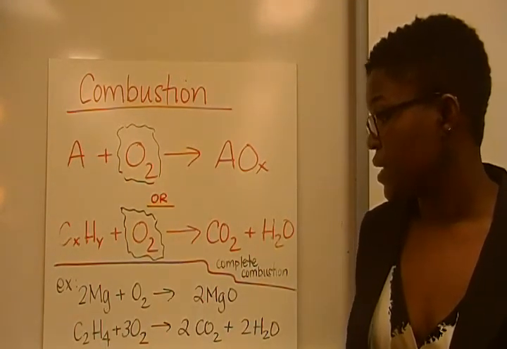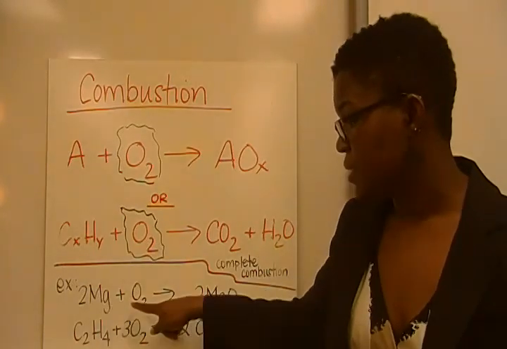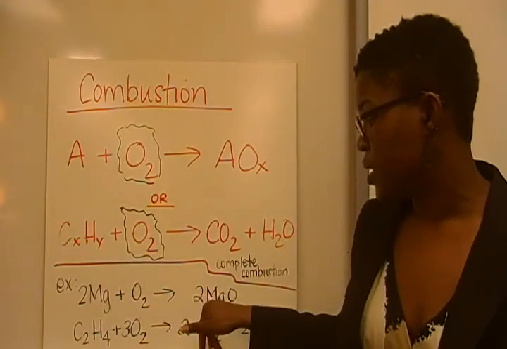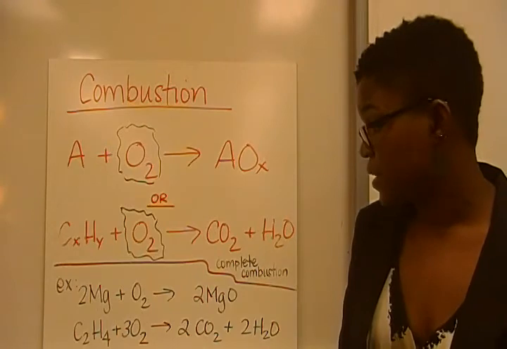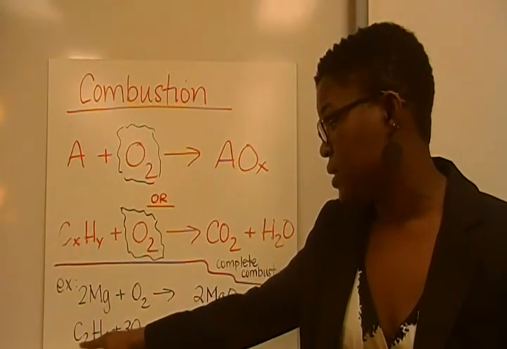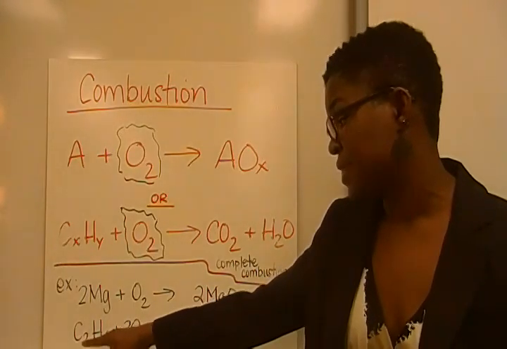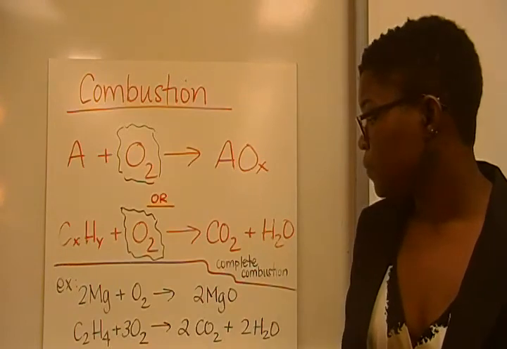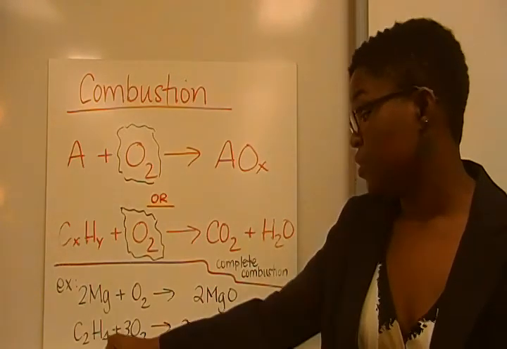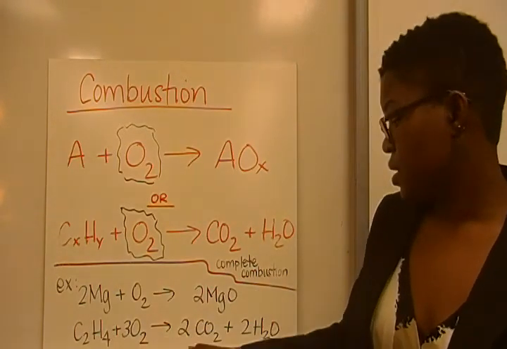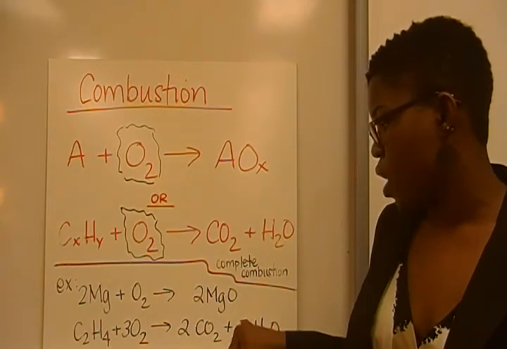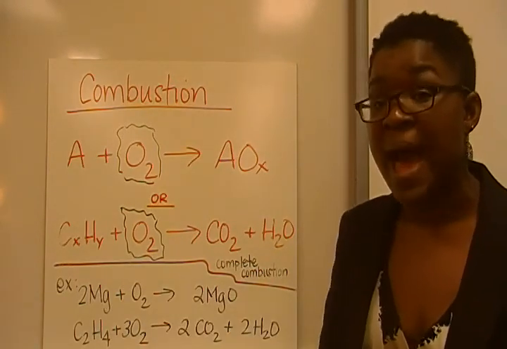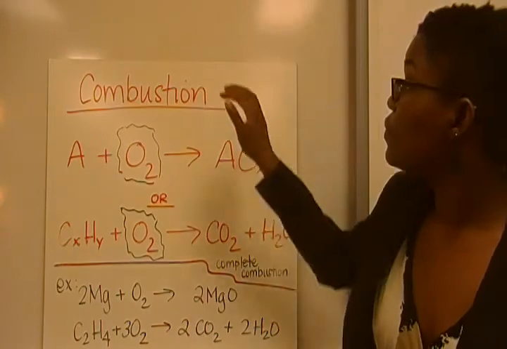Good examples of each of these. The first one, magnesium plus oxygen gives you magnesium oxide. And the second one is when you have ethane. I'm sorry, that's not correct. Ethene. You have ethene plus oxygen gives you carbon dioxide and water. These two are both balanced equations.